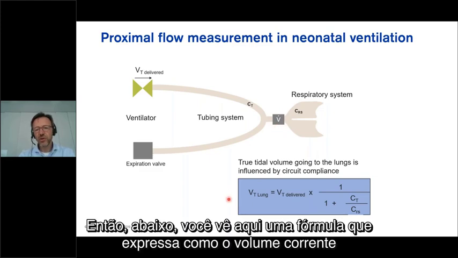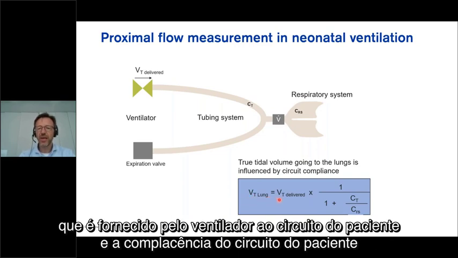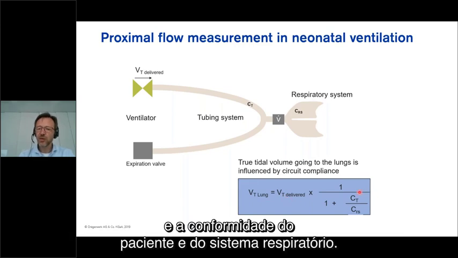Below, you see a formula which expresses how the tidal volume which goes to the lung can be calculated from the tidal volume delivered by the ventilator into the patient circuit, the compliance of the patient circuit, and the compliance of the respiratory system.